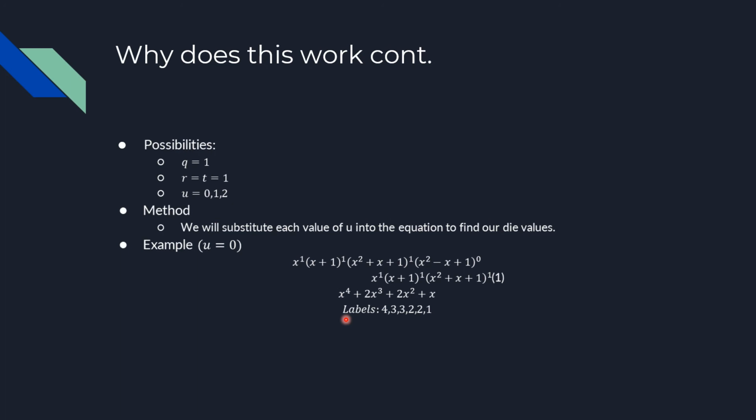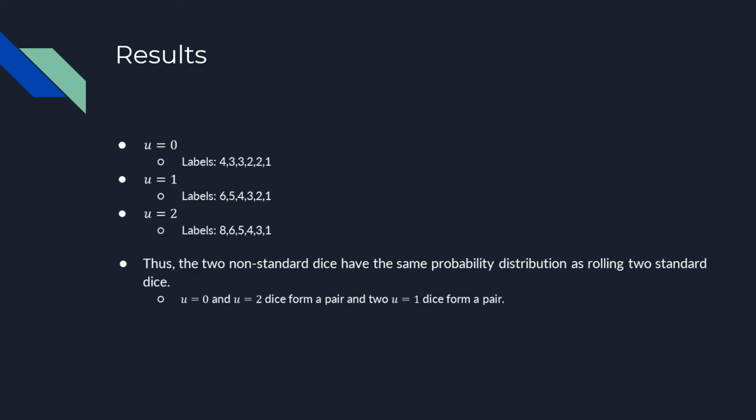And what does this mean? Well, we have one side with a value of 4, two sides with a value of 3, two sides with a value of 2, and one side with a value of 1. So this gives us labels of 4, 3, 3, 2, 2, and 1. But what about the other terms, u equal to 1, u equal to 2? Well, for u equal to 1, we get 6, 5, 4, 3, 2, and 1. And for u equal to 2, we get 8, 6, 5, 4, 3, and 1.